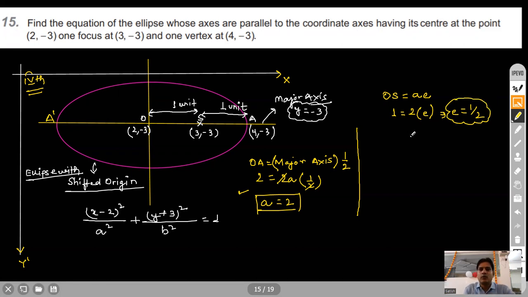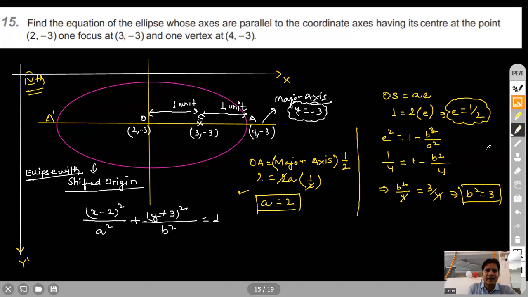Now, eccentricity squared is equal to 1 minus b square upon a square. So e square will be 1 by 4. Okay? 1 by 4 is equal to 1 minus b square upon a square. a square we can write as 4. So from here, b square upon 4 will be equal to 1 minus 1 by 4, which is 3 by 4. So we get b square is equal to 3.